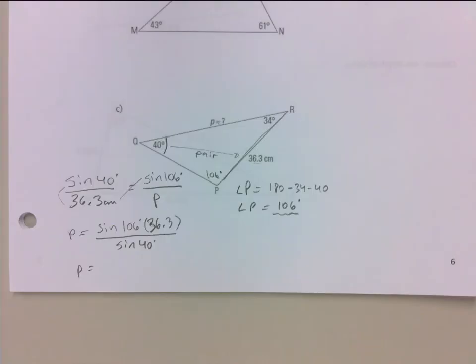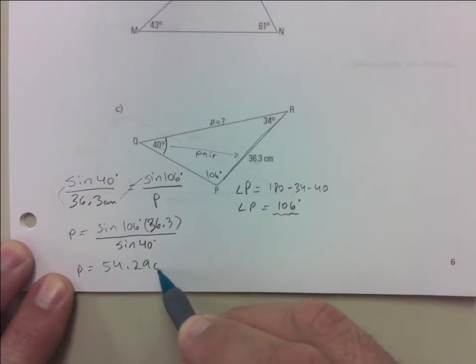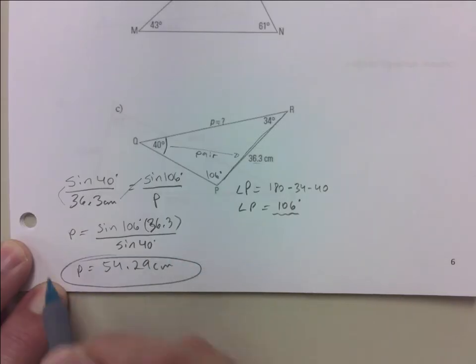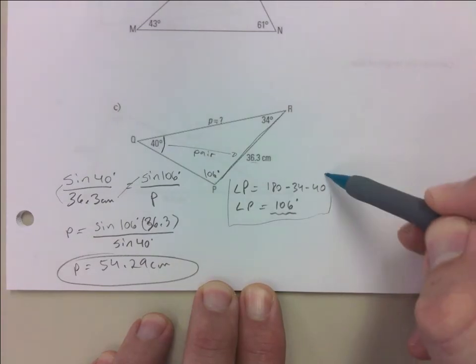Oh, it's the bottom. Trying to flip it or what? P is 54.29 centimeters. Okay. This is a mark.